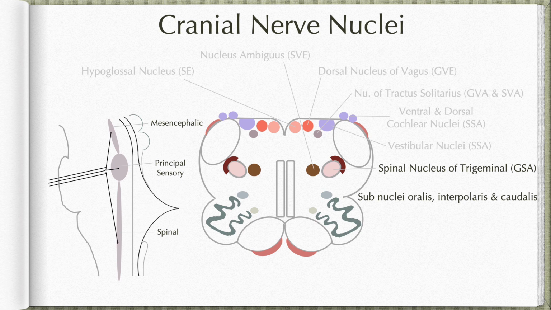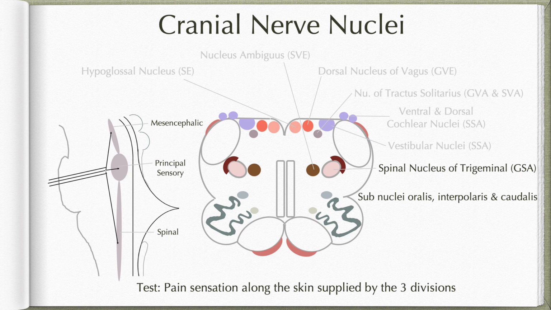Now this nucleus can be tested by testing for pain sensation in the face along the area supplied by the 3 divisions of the trigeminal nerve. That is, you can test it on the forehead, upper cheek and on the chin.